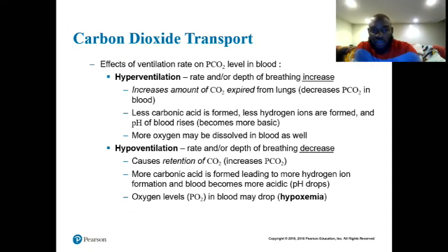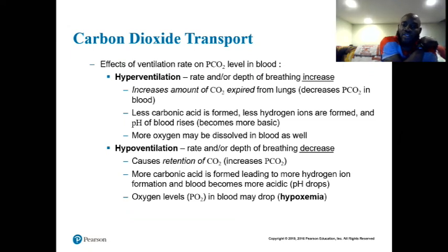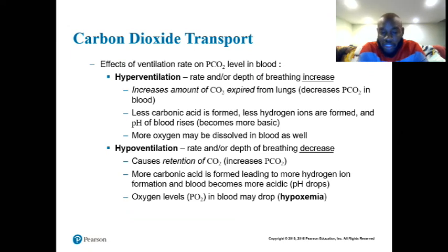All right, there are some effects of ventilation on your partial pressure of carbon dioxide in your blood. So hyperventilation is when the rate and or depth of breathing increases. You breathe more than normal, which increases the amount of carbon dioxide expired from your lungs. Less carbonic acid is formed. That means fewer hydrogen ions are formed and your blood pH can actually rise, right?